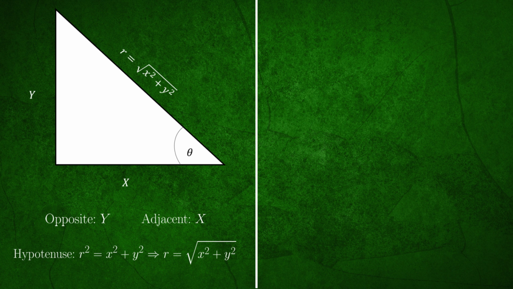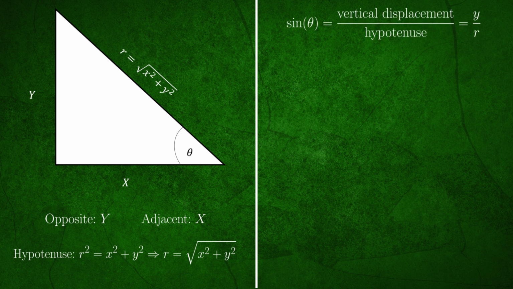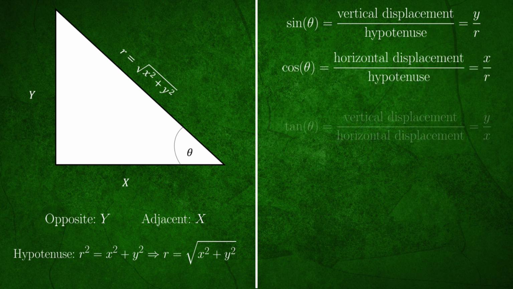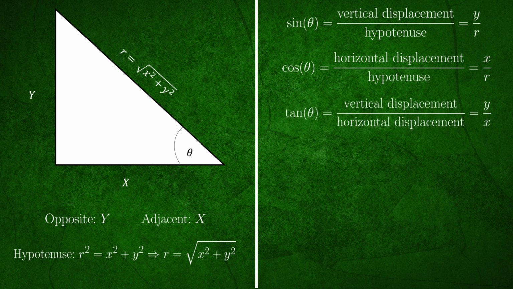Now, if we use the information that we learned in the previous lesson, we know that sine of theta is equal to y over r, whereas cosine of theta is x over r, and tangent of theta will be equal to y over x. Now, let us suppose that the angle theta is not given, but we want to find it. Then we can use the trigonometric functions for finding it.